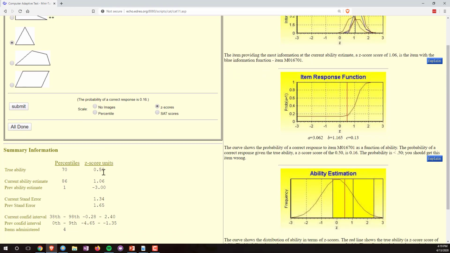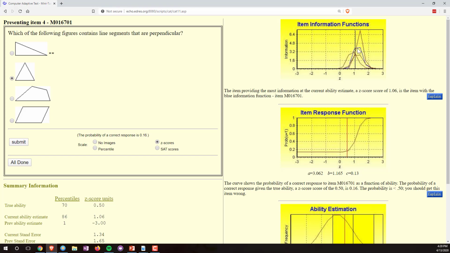You can see now our current ability is actually not that far off. It's 1.06. So it's well above what it was previously, not that far off from our true ability, which is, our true theta is 0.5. And the item, same thing, it looks at all the different items in the item bank and picks the one that's got the most information at a theta of this current ability estimate, 1.06. And you can see it's this blue one here highlighted.